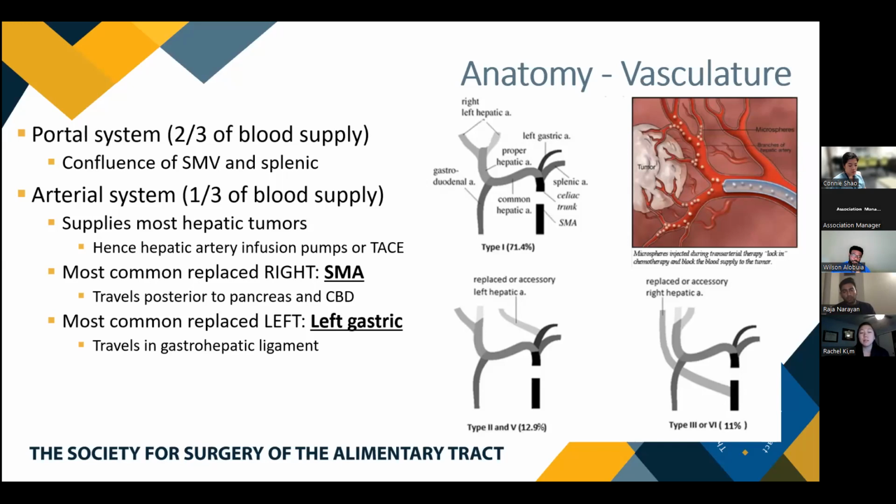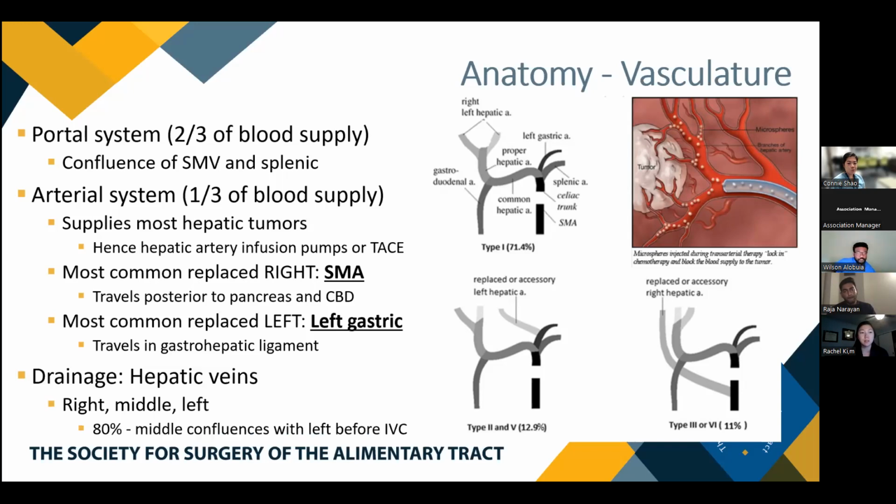The most common replaced left hepatic artery comes off of the left gastric, and this travels in the gastrohepatic ligament. So that's also something to be aware of as well. The replaced right anatomy is sometimes slightly less common than the replaced left anatomy, but these are the two most common, and there are other variants that you can see. But I think that for ABSITE purposes, this is the most commonly tested.